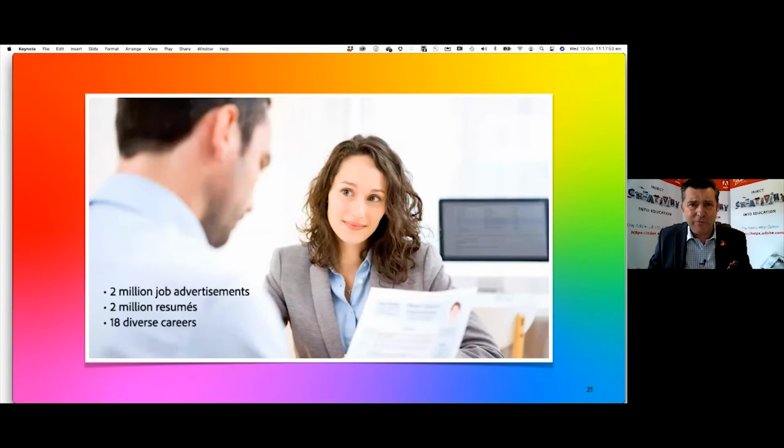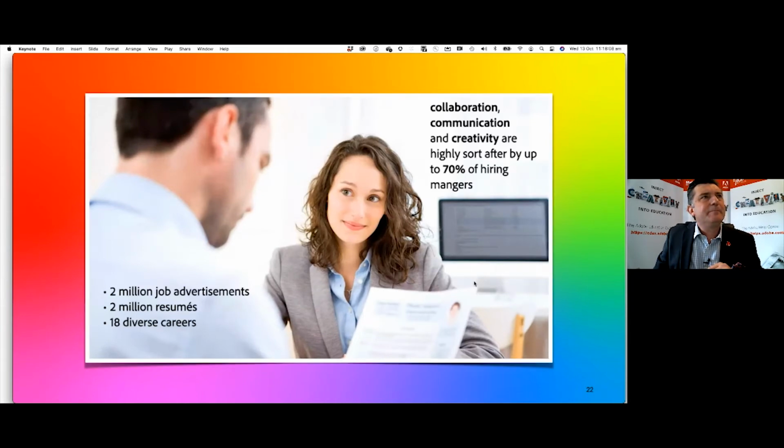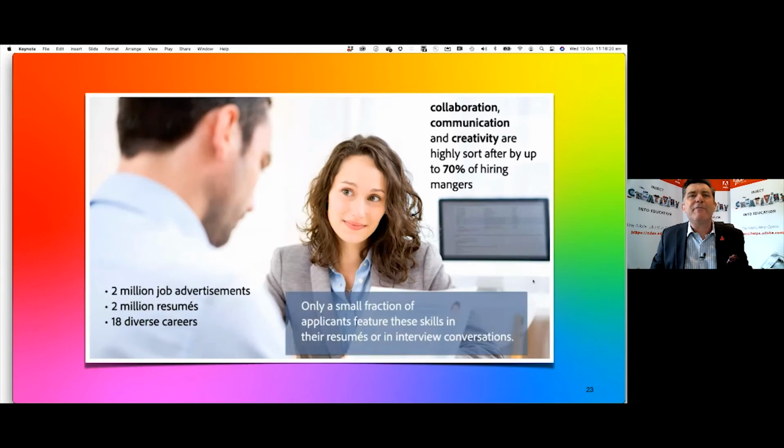fundamental or vital skills. We were actually involved in a study last year that looked at 2 million job advertisements and 2 million resumes across 18 different careers. And we found that skills like collaboration, communication, and creativity are highly sought after by up to 70% of hiring managers, but only a fraction of applicants actually featured those skills in their resumes or in their interview conversations.